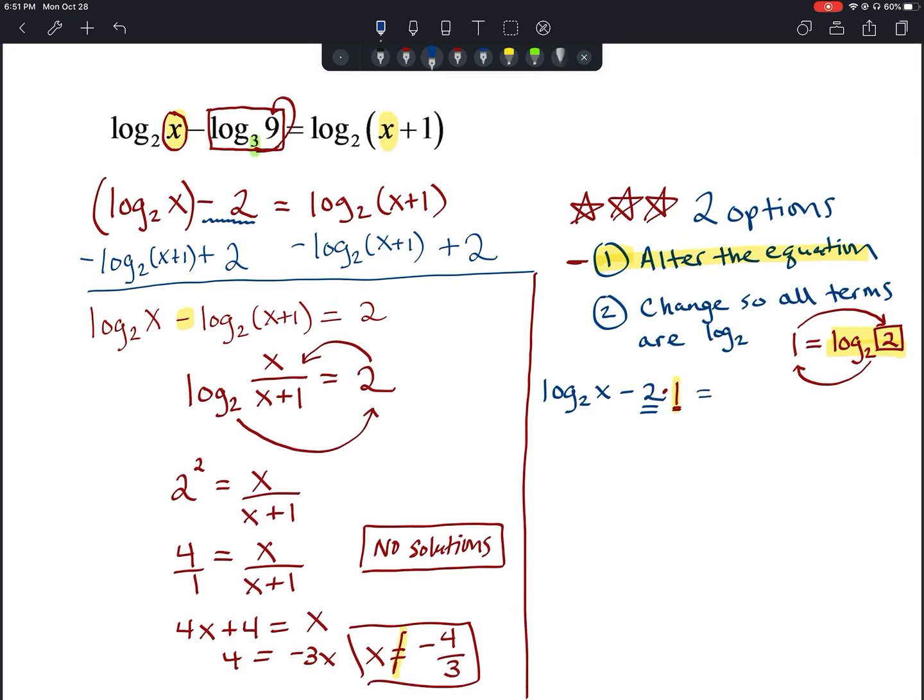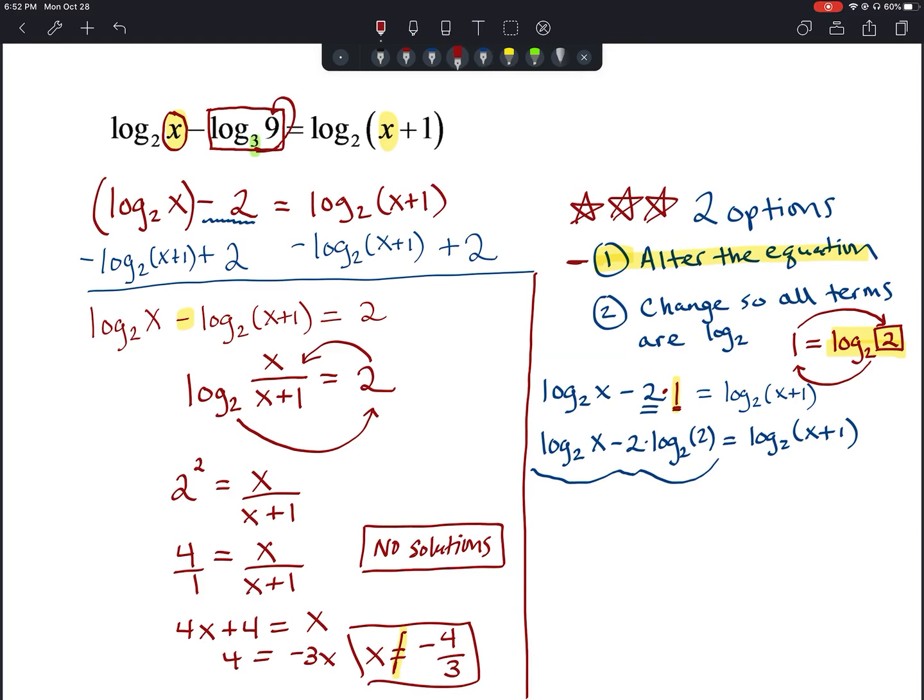Let me finish putting the rest of my equation on there. It was log base 2 of the quantity x plus 1. So as we rewrite this, this is like saying log base 2 of x minus 2 times log base 2 of 2. So now what I did here is I created 2 logs on the same side with the same base, and now we can start to look to rewrite this as one log.